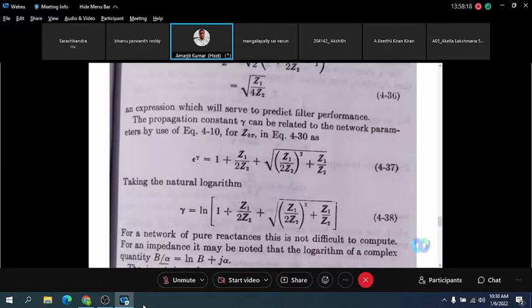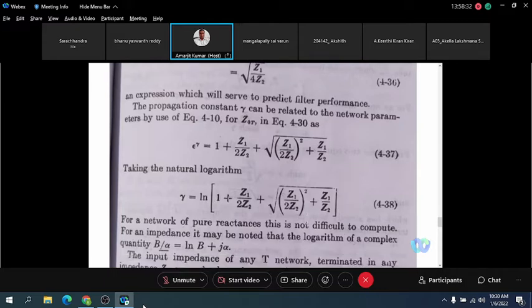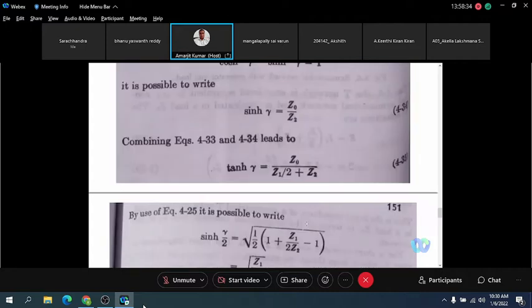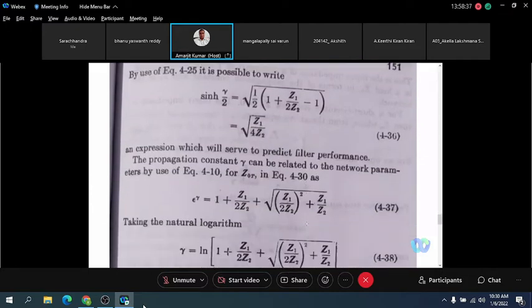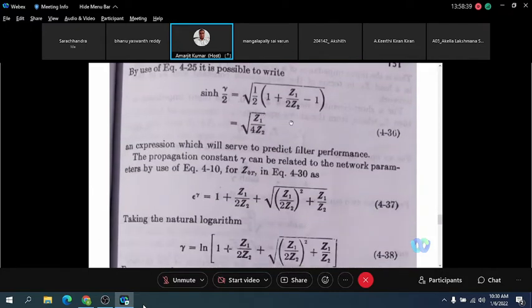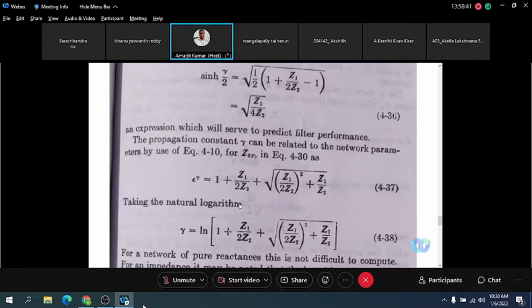So the natural logarithm: ln of the exponential of gamma will be equal to gamma, which will be ln of this whole expression. So that is equal to gamma. Either you write sinh(gamma/2) is equal to the square root of Z1/4Z2, or you can use this equation also, gamma in terms of Z1 and Z2 only. These two equations will give you the same result.